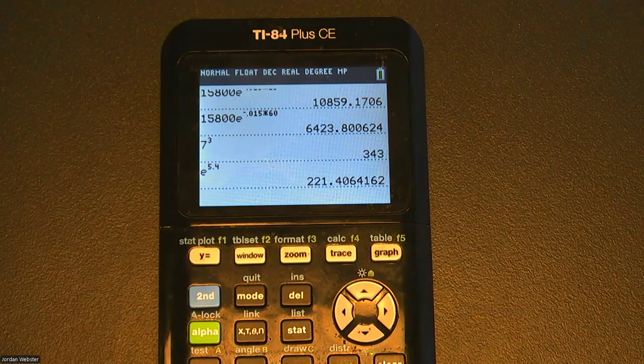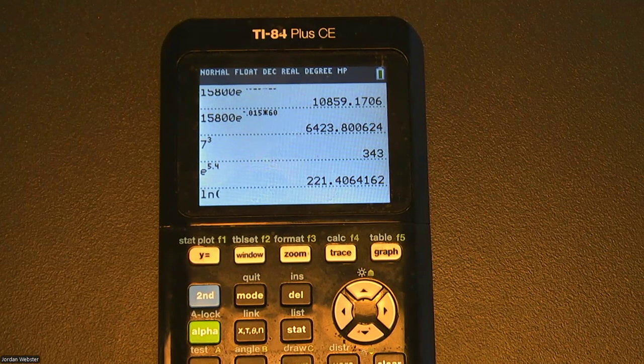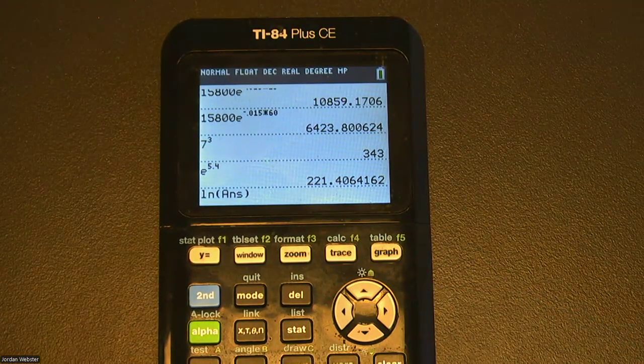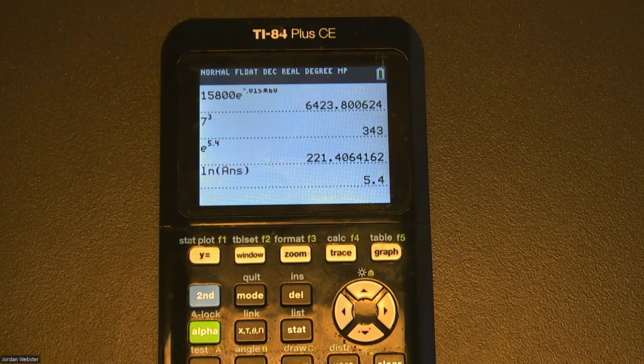Earlier, I found out that natural log of 221.41 was going to be about 5.4. And so if I just hit that natural log button and then put in that number, I should get 5.4. Okay, and sure enough, I do.